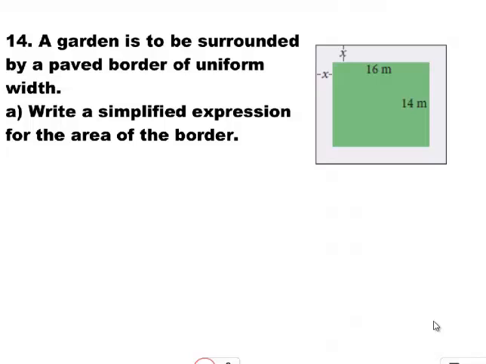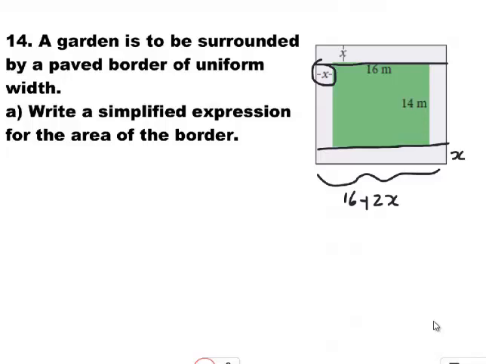The next question says, we have a garden which is surrounded by a paved border of uniform width, which in this case is x. Write a simplified expression for the area of the border. The area of the border, I'm going to divide the garden like this. This side is 16 plus 2x, and this is x.